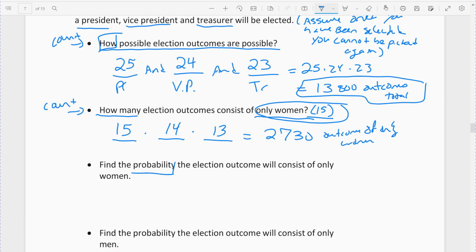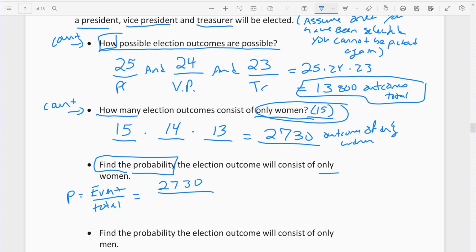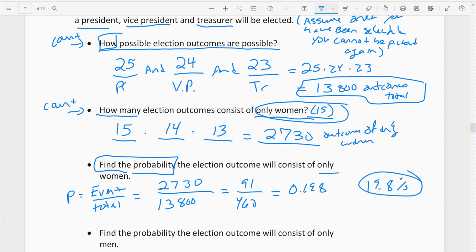All right, now we're going to do the chance. Now it's the probability, which is nice because we have the first two numbers. Probability is my event over my total, and we actually have those. The event is that we only get women. That was 2,730 out of my total possible outcomes, which was 13,800. We simplify that: the fraction simplifies to 91 over 460, or the decimal 0.198, or the percent, 19.8%. Again, on the homework, make sure whatever they ask you for, if they ask you for the reduced fraction, give it as a reduced fraction.